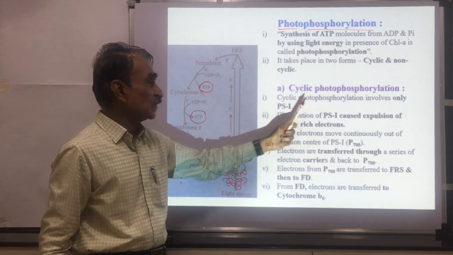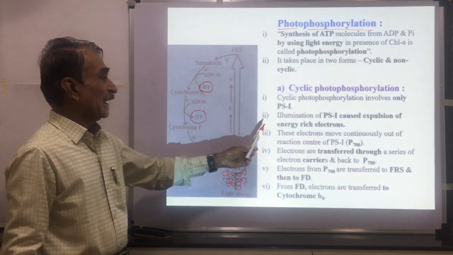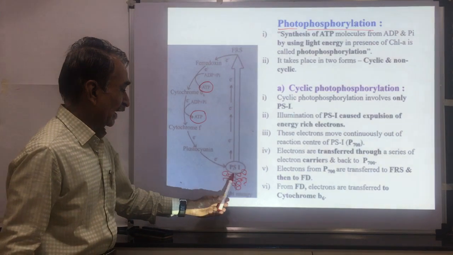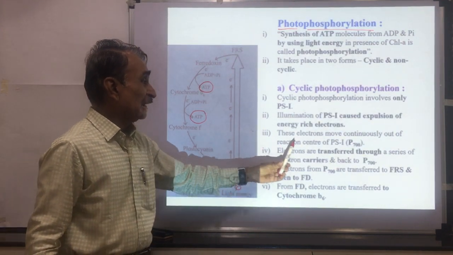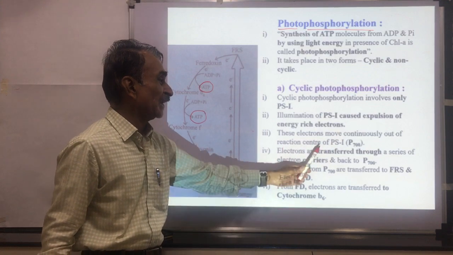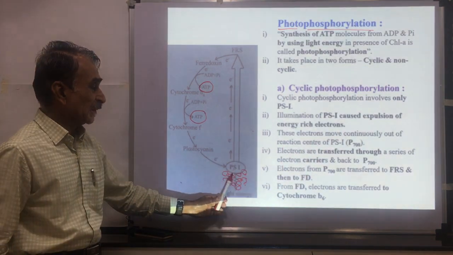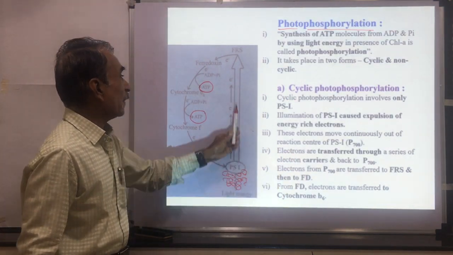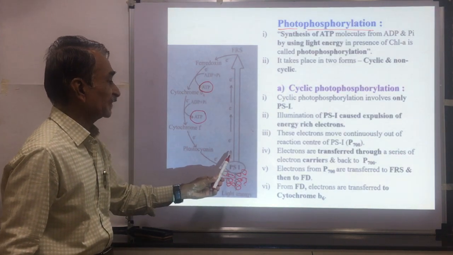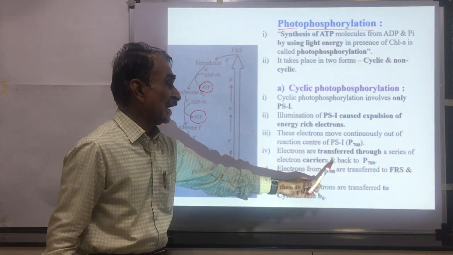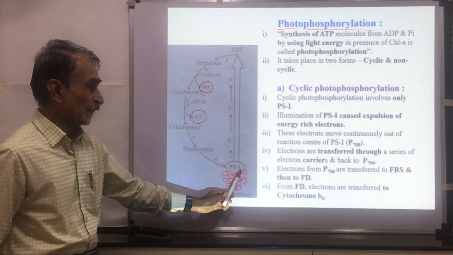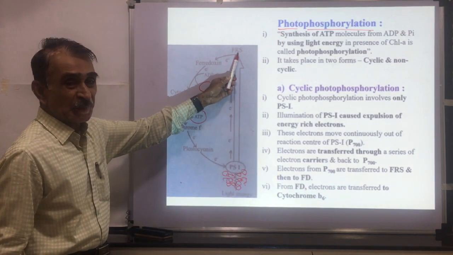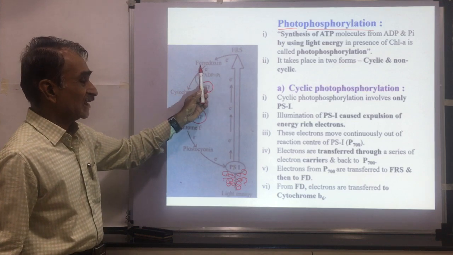Cyclic photophosphorylation involves only photosystem first. Excitation of photosystem first causes expulsion of energy-rich electrons. These electrons move continuously out of the reaction center P700. Electrons are transferred through a series of electron carriers and back to P700. Electrons from P700 are transferred to FRS, then to FD. FRS means ferredoxin reducing substance. Then this is the ferredoxin.